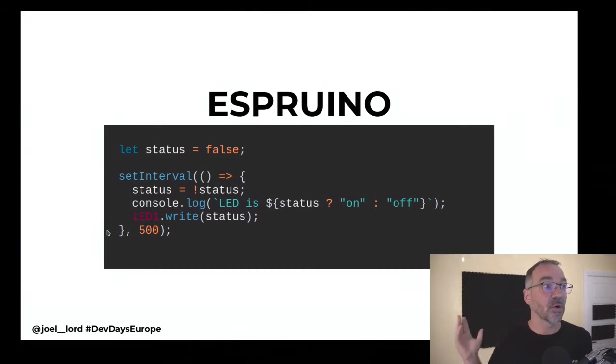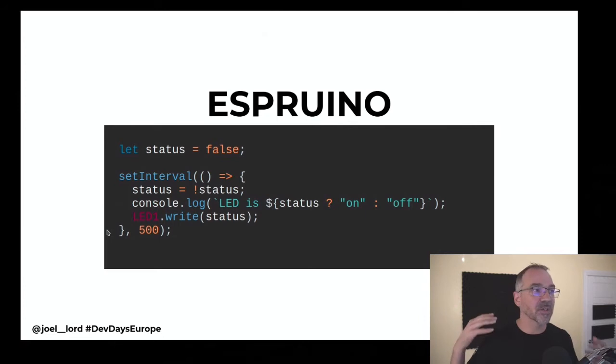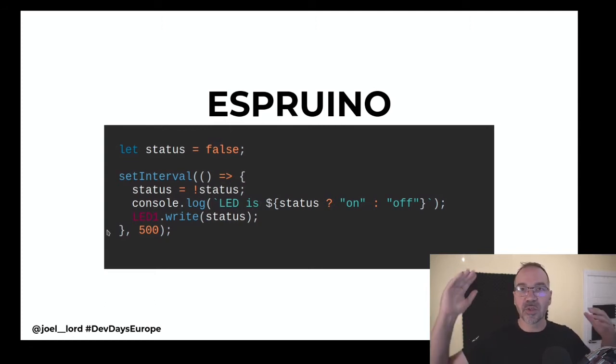As I mentioned, the code is pretty much JavaScript. In this case, I'm setting a status to false. I use a setInterval, so every 500 milliseconds, it will trigger this callback. I just change the status, from false to true or true to false, and toggle it. I do a console log, so that's what we were seeing on the left side. And I just write the status to the LED, either true or false, which will turn on or off the LED that is on the board.